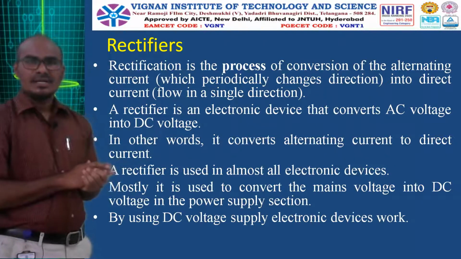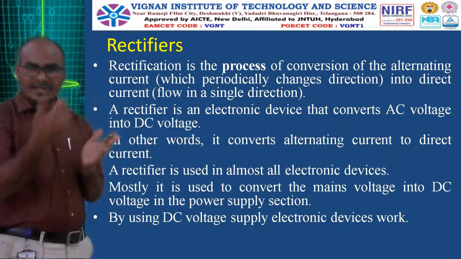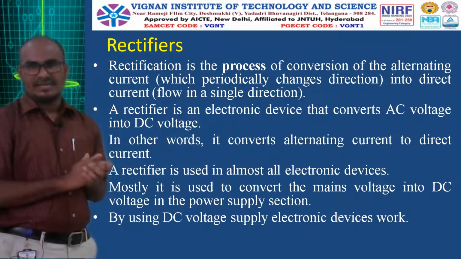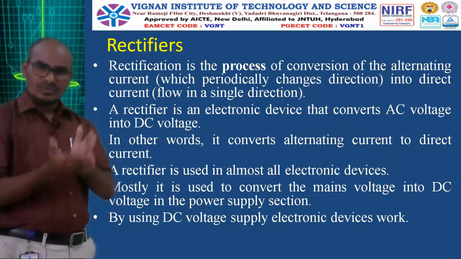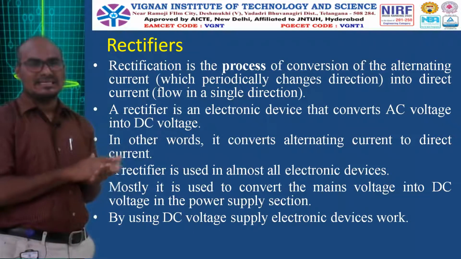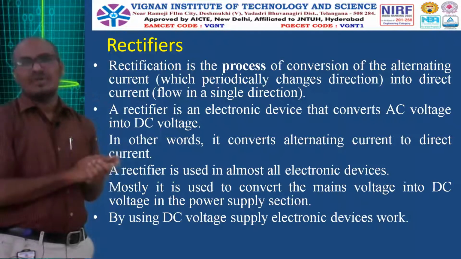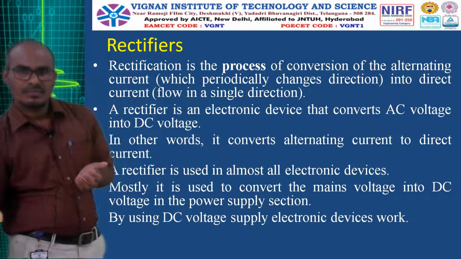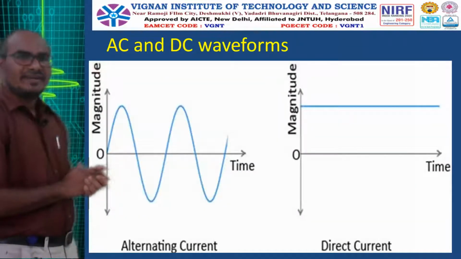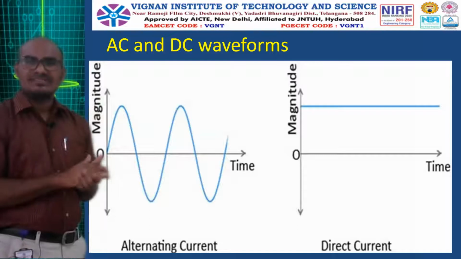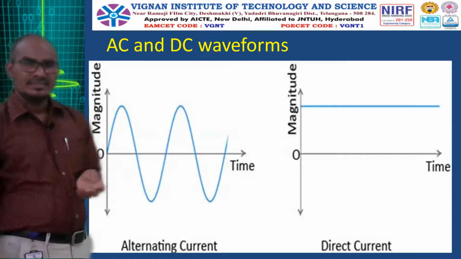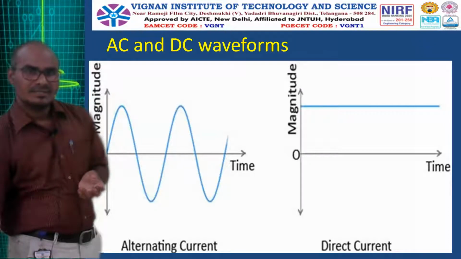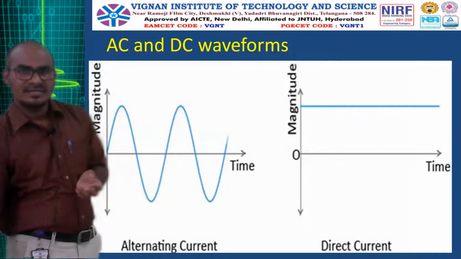AC means with respect to time it will vary periodically. So the input supply that we get is in the form of a sine wave. But what we require to run our electronic devices is DC. DC means a constant supply. That is the difference between the AC waveform and the DC waveform. Here you can find two waveforms. This is the AC waveform and this is the DC waveform.